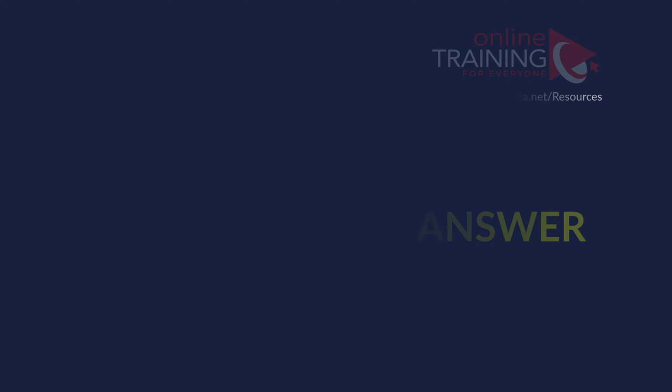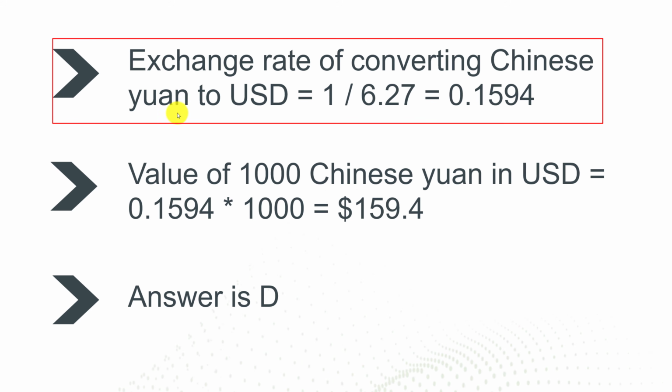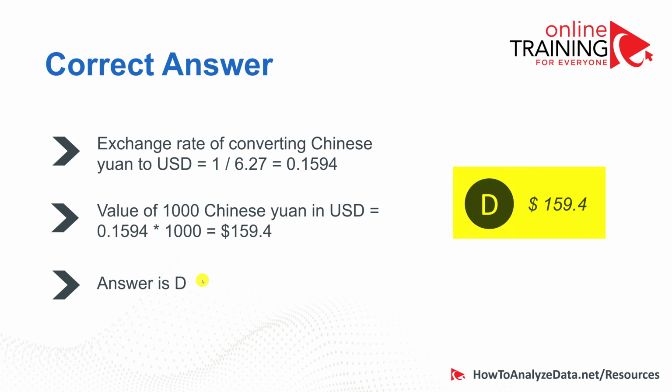To get to the answer to this question, you need to reverse the exchange rate. Exchange rate of converting Chinese yuans to US dollars is 1 divided by 6.27, which is an equivalent of 0.1594, which means that the value of 1,000 of Chinese yuans in US dollars is equivalent of 0.1594 multiplied by 1,000, which is $159.40. So the correct choice is D. Hopefully your selection for this answer was correct.